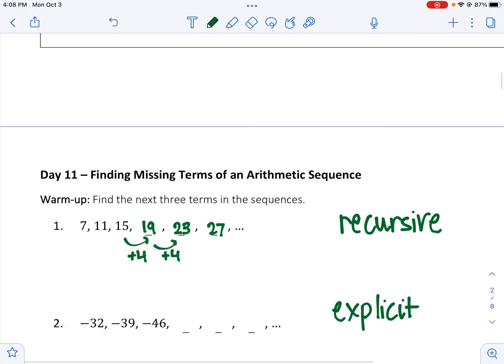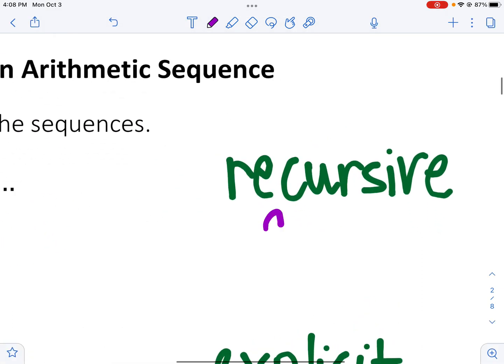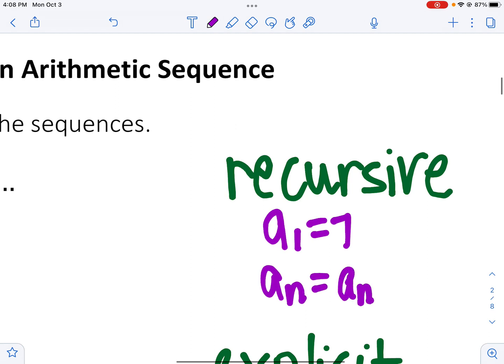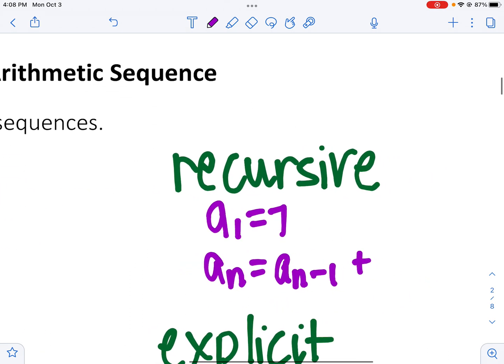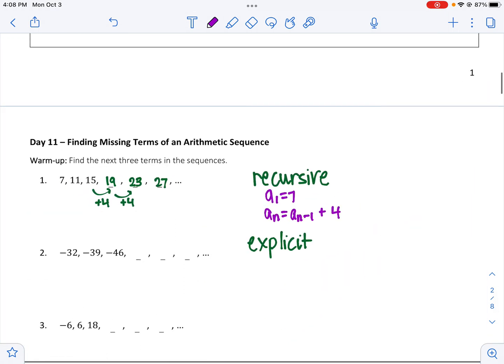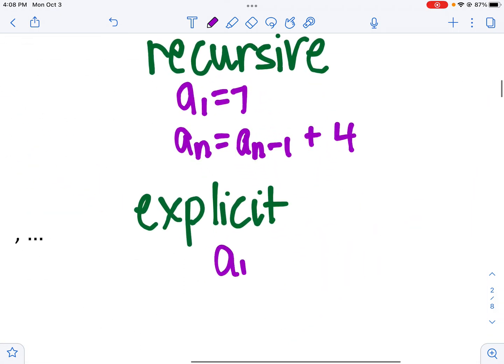So let's review how to write the recursive rule. For that we need the first term, which we can see as 7. And the recursive rule, we just say to find any number, you take the one before it, and we add 4 to that. So this is a recursive rule. The explicit rule, we can say to find any number, it's adding by 4 every time.